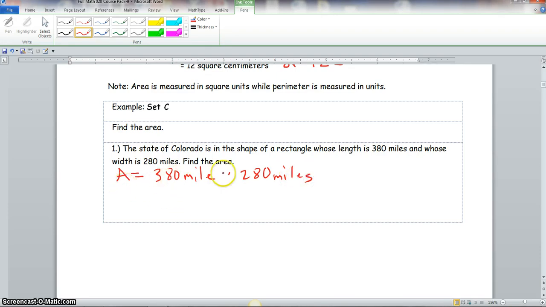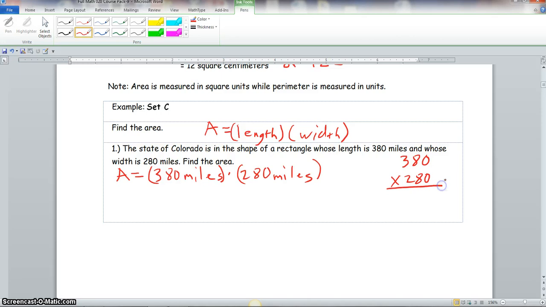Now, just as a point of clarity, I didn't write this here, but I will write it up here. Remember, the formula for area of a rectangle is your length times your width. And this is how I got these values here. Our length was 380 miles and our width was 280 miles. Now we need to multiply these. I would suggest we go off to the side here. We have 380 times 280.